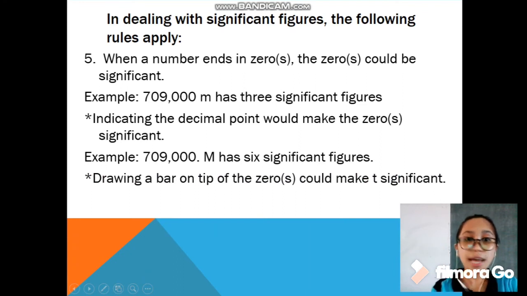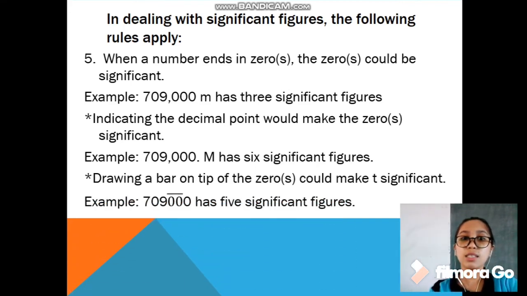But another way to consider significant figures is drawing a bar on top of zeros. If there is a bar on that zero, it means those are significant. Okay, like this. The 2 zeros have a bar on top. So this one is not included in the count of significant figures. So there are only 5 significant figures. Okay? Got it? And you need to take note of those rules to count the exact number of significant figures.